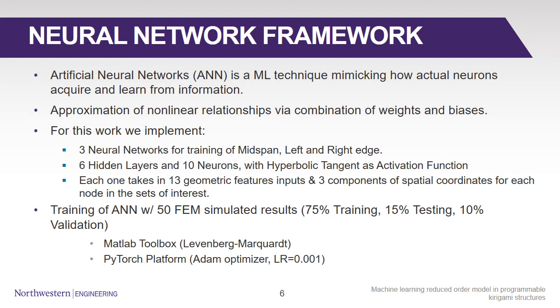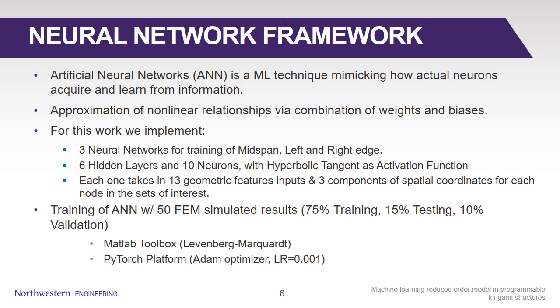Now we designed 3 separate neural networks to attack the problem. One neural network will predict the central line deformation and also the final coordinates of the central line. One will predict the final coordinates of the midspan, the left edge, and another will predict the final deformation and coordinates of the right edge. So there are 3 neural networks with 13 inputs and 3 outputs. Those 3 outputs are the coordinates, and the input contains the geometric information and also the input coordinates. And the data is split for training, testing, and validation as 75%, 15%, and 10%.